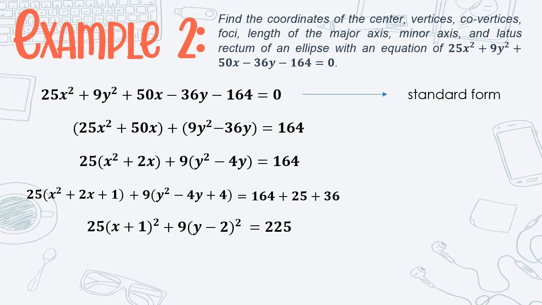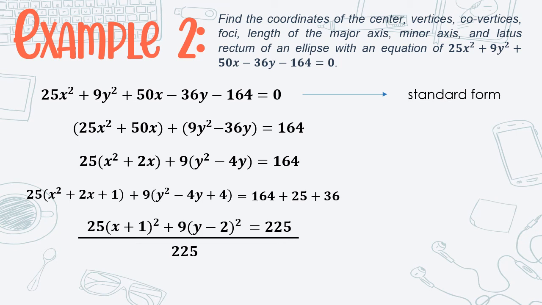Now again, in the standard form of equation of ellipse, the right-hand side of the equation, or the constant term, must always be equal to 1. So how can we eliminate 225? Again, we can divide both sides of the equation by 225, so we can get 1 as our constant term.